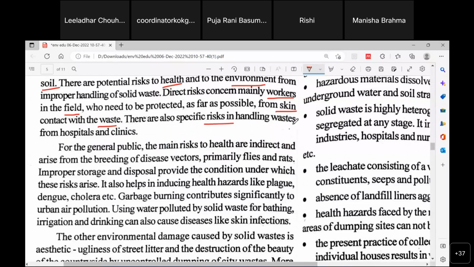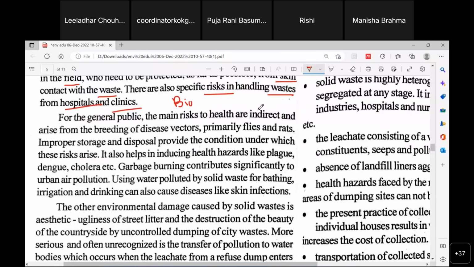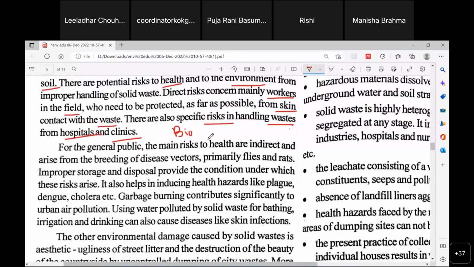And specific risks are there in handling waste from hospitals and clinics, because they are biomaterials. Say tissues are there. Suppose we imagine that some operation is done and after that some tissues are cut. So those tissues in hospitals and clinics, if somebody touches them with hand, then bacterial infection and many complicated things can come. So what are the health risks of solid waste? That is also included here.